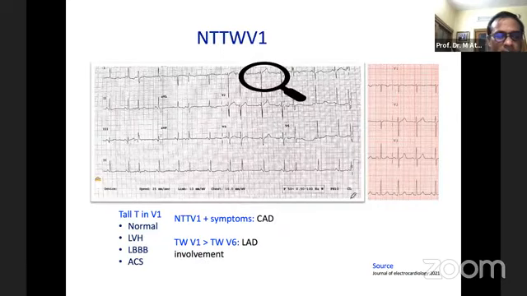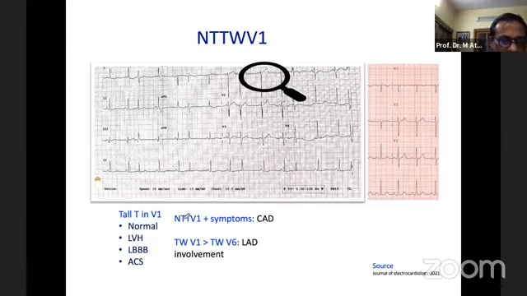And another abnormality of the T waves is NTTW-V1, that is, new tall T wave in V1. This is one of the abnormalities of the T wave. That is, the T wave is physiologically negative in V1, but here the T wave is positive in V1. The tall T wave in V1 may be normal, left ventricular hypertrophy, bundle branch block, or acute coronary syndrome. But when this type of T wave is present with the symptoms of acute coronary syndrome, then it suggests coronary artery disease.